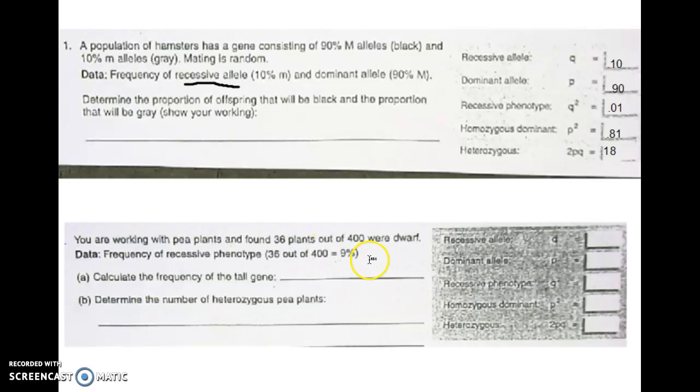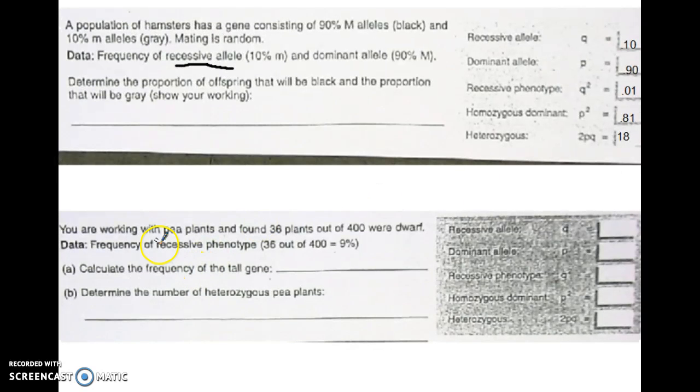All right, welcome back. What you probably did is unfortunately wrong because you have to pay attention to something very detailed. This is the data that's given. 36 plants out of 400 were dwarf. That's the recessive phenotype. So what did you most likely do? You took this 9% and plugged it right here. Maybe you made the mistake that 9% is actually 0.09. Some people have that difficulty where they just put 0.9. If you did that, we've got to fix that first.